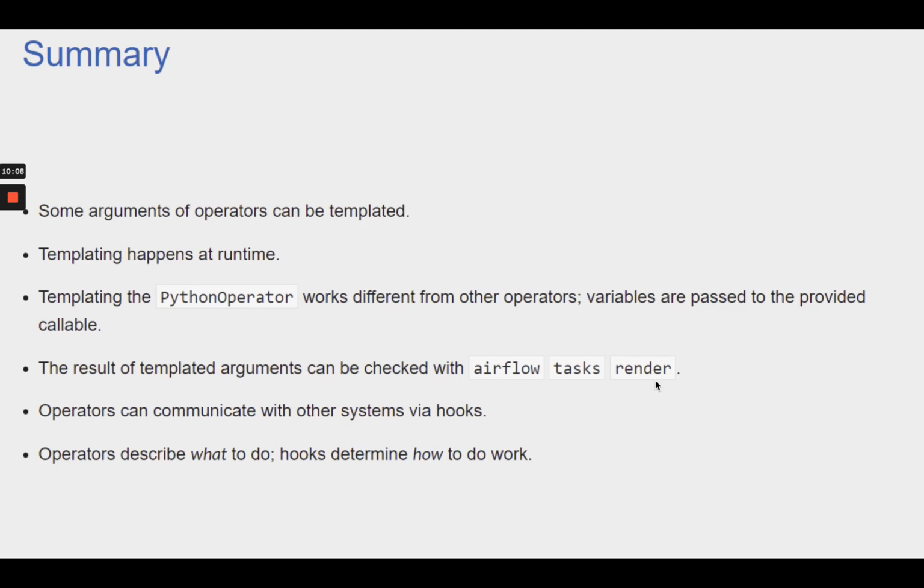Summary. Some arguments of operators can be templated. Templating happens at runtime. Templating the Python operator works differently from other operators. Variables are passed to the provided callable. The result of templated arguments can be checked with airflow tasks render. Operators can communicate with other systems via hooks. Operators describe what to do. Hooks determine how to do work.